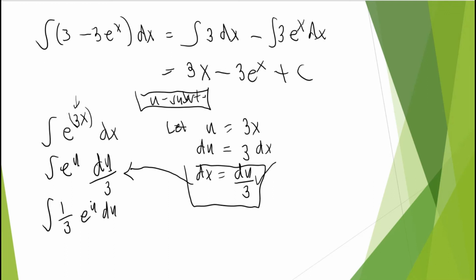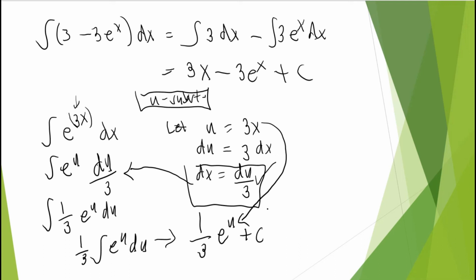Sabi nga natin, kung integrate natin yan, ilalabas natin yung 1/3, di ba? And then we integrate e^u du. So 1/3, then the integral of e^u du is just e^u plus c. After we integrate, we then substitute the value of u. So therefore, the answer is 1/3 e raised to 3x plus c, or can be simplified as e raised to 3x over 3 plus c.